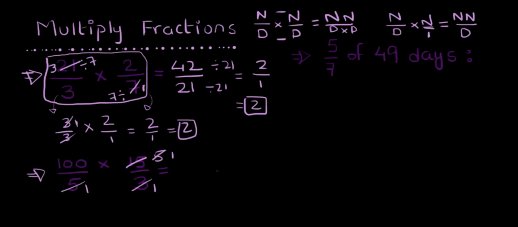We never cancel out 2 numerators or 2 denominators. It's always one of them has to be the numerator, the other has to be the denominator. So I'm left with nothing over here. It's just 100 times 1 over 1, which is 100.